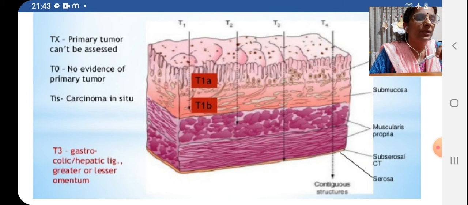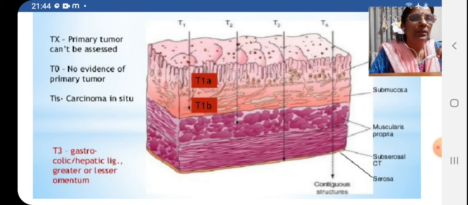And T4 is involvement of the serosa and the spread to the surrounding structures. So T1, T2, T3 and T4. T1 is involvement of the mucosa. T2 is infiltration to the muscle layer. T3 is the whole layer of the muscle is involved till the serosa, and T4 is involvement of the serosa and up to the serosa and to the surrounding structures.